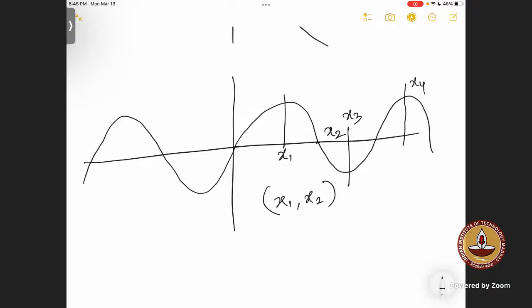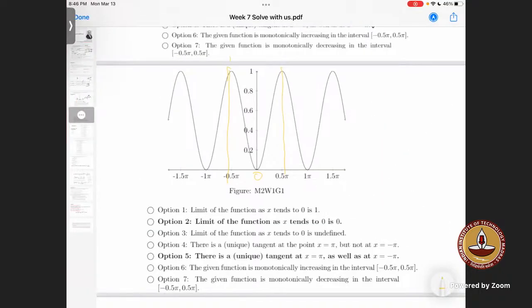So when you have this kind of function, see here in the question, the interval is minus 0.5 pi to 0.5 pi. In that you can see there is both decrease and increase, so we cannot claim that it is monotonically increasing. But if I restrict to the interval from 0 to 0.5, then it is increasing monotonically. Very good.